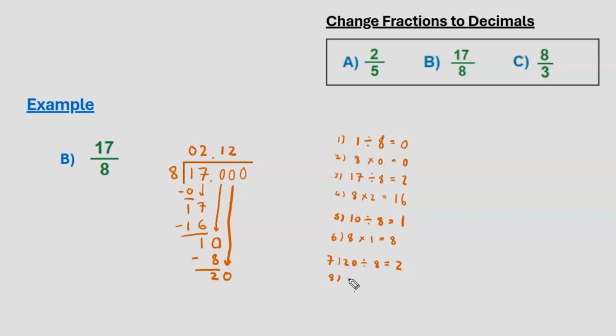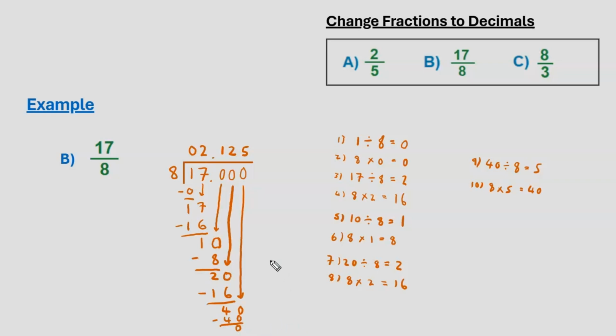Then 8 multiplied by 2 is 16. This, subtracted from 20, leaves us with a result of 4. So we'll bring one more 0 down, which gives us 40. So, 40 divided by 8 gives us 5. Then we look at 8 multiplied by this 5, which gives 40. So subtracting 40 below just leaves us with 0.